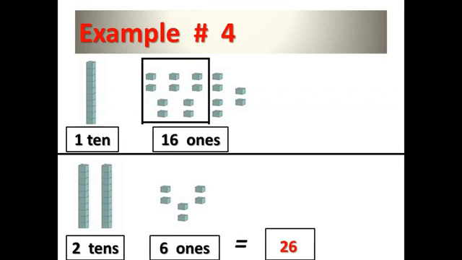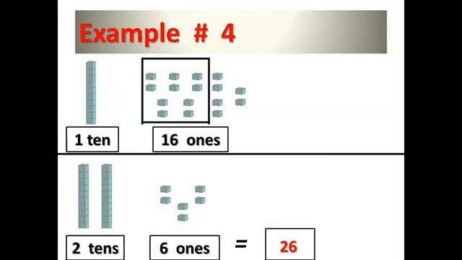Here we have 1 ten block and 16 ones blocks. Here also we cannot put 16 blocks in the ones column because 16 is greater than 9. So here we also make a block of tens blocks and we'll make them tens. And this tens block will go to these tens blocks. Now here we have 2 tens blocks and 6 ones blocks.